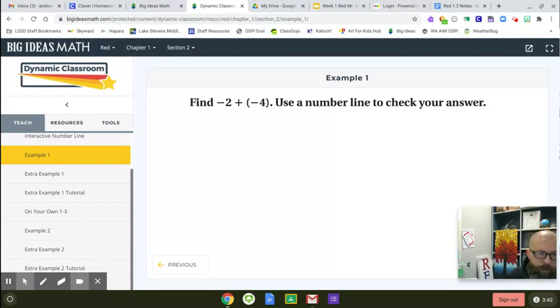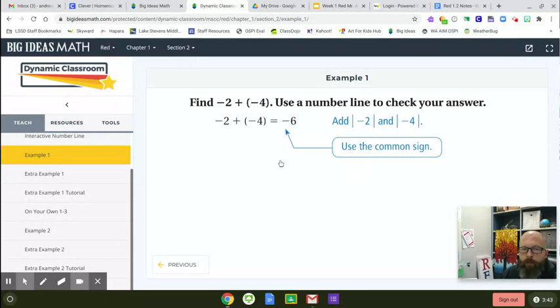Same word, same concept, just different way to say it. So here we go. It says find -2 plus -4. And notice these are parentheses. Those are not actually necessary here, but they do it to keep these separate, the plus negative. These are not absolute value symbols because they're not straight. And then it says use a number line to check your answer.